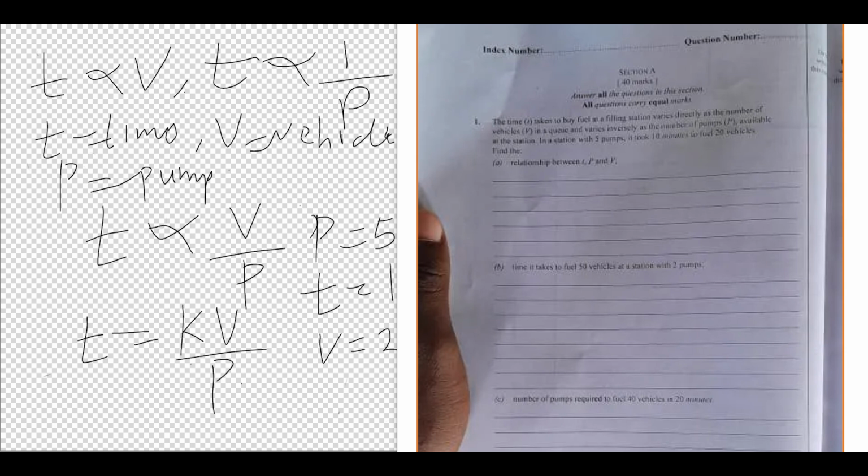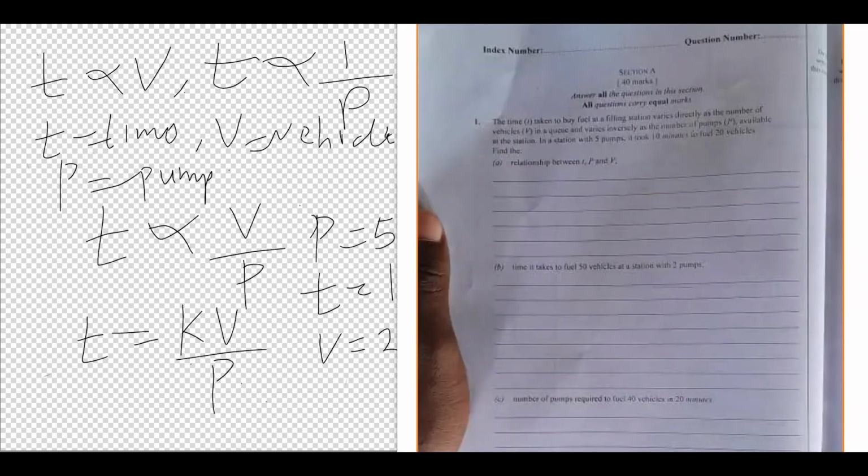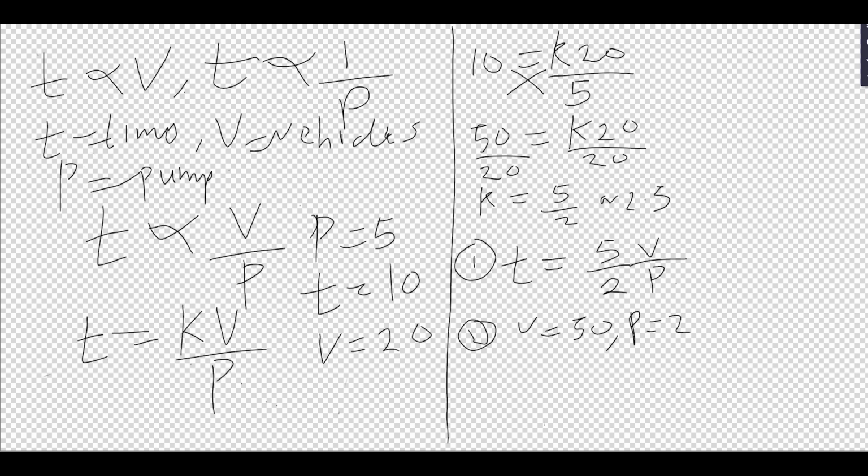Question 2 says, find the time it takes to fuel 50 vehicles at a station with 2 pumps. So in this case, we have our V to be 50, and the station has just 2 pumps. The time is what we don't know. We can say 5 times V, which is 50, all over 2 times the pumps, which is 2. So we can see our time is 250 all over 4.